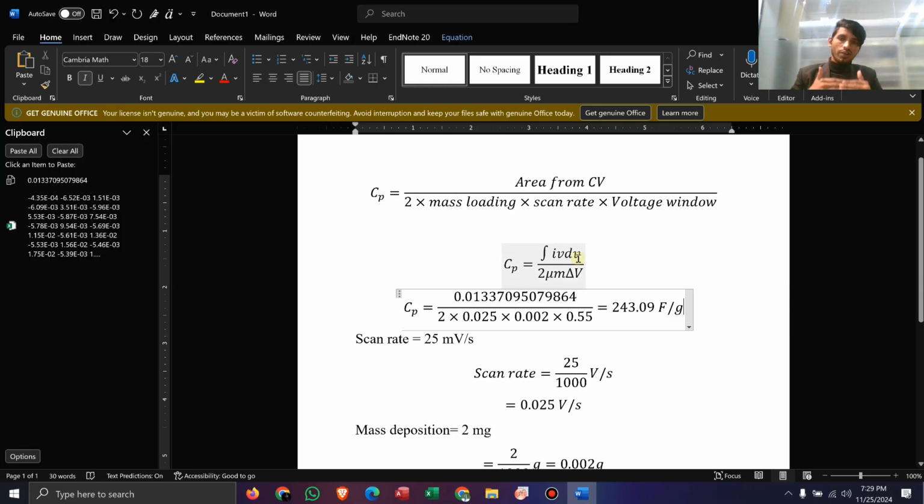Now what you have to do is calculate the specific capacitance from CV at different scan rates. After calculating the specific capacitance at different scan rates, you will see that there will be a difference, a trend that will be followed for the material. So that is the method for calculating the specific capacitance from CV.